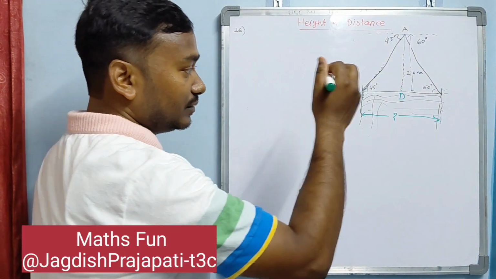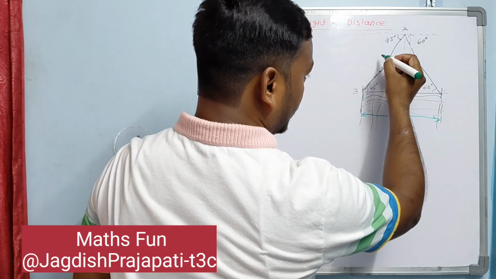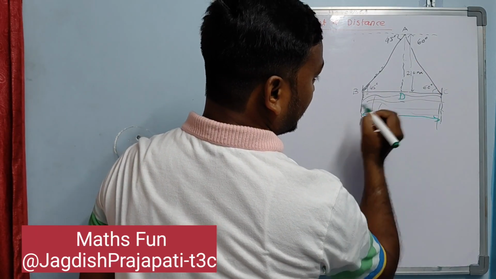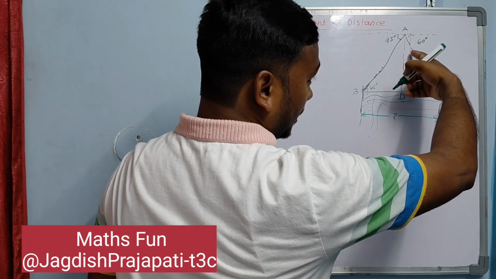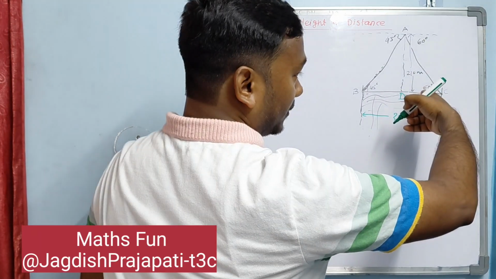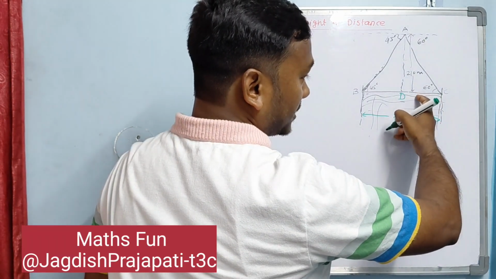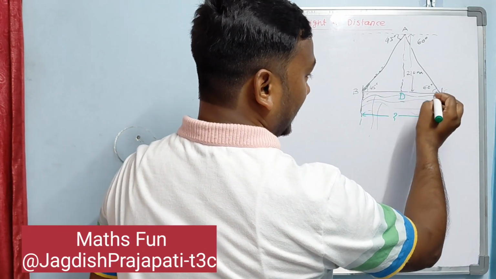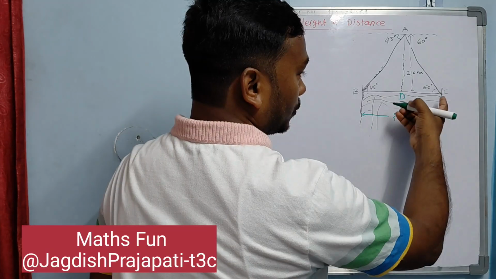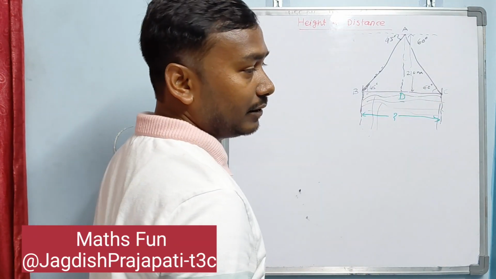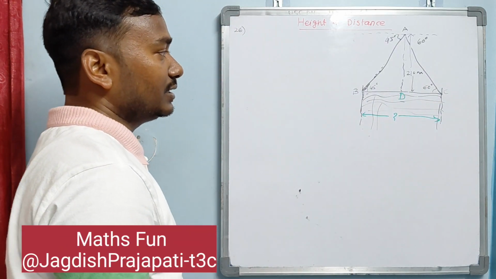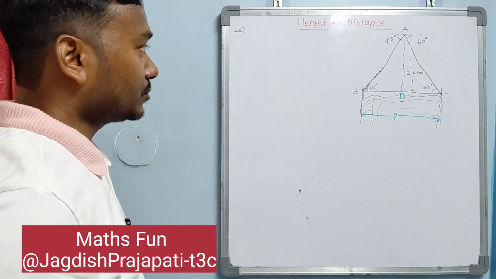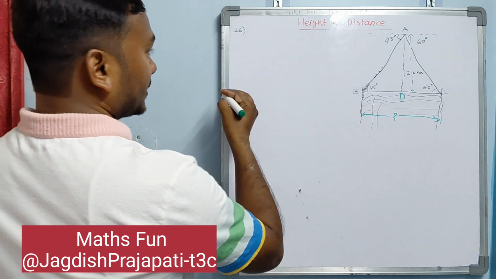If you see these two triangles, using this height we can find this distance BD, and using the other triangle we can find this other distance. Once we get both, we can add the two distances to find BC, which is the width of the river. I think you have noted down whatever I have dictated. So let us solve this problem.